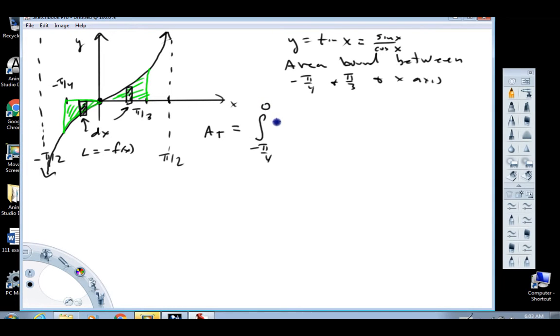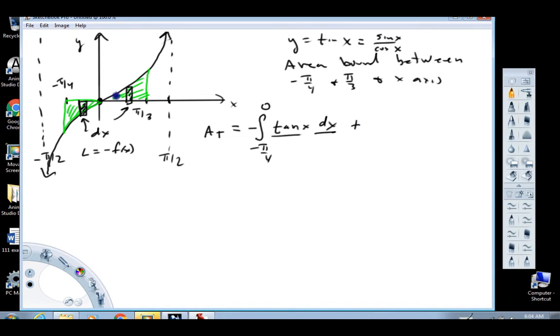If I take the function tan x times dx, that's going to give me length times width. There's the area. However, the tangent is negative in this region, so what I'm going to do is insert a minus sign to make that length positive in the region from minus pi over 4 to 0. This integral will now yield a positive value representing the area bound in this region.